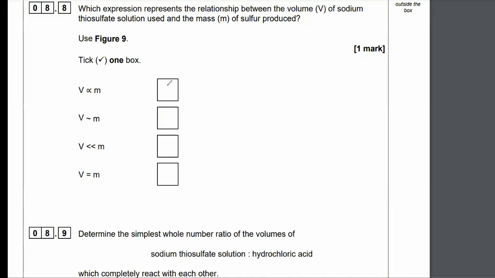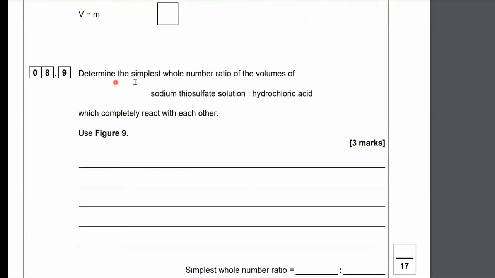And the first one is this one here. V is proportional to M. And that little sign there, that little alpha kind of sign, means proportional. Okay, let's look at 8.9.